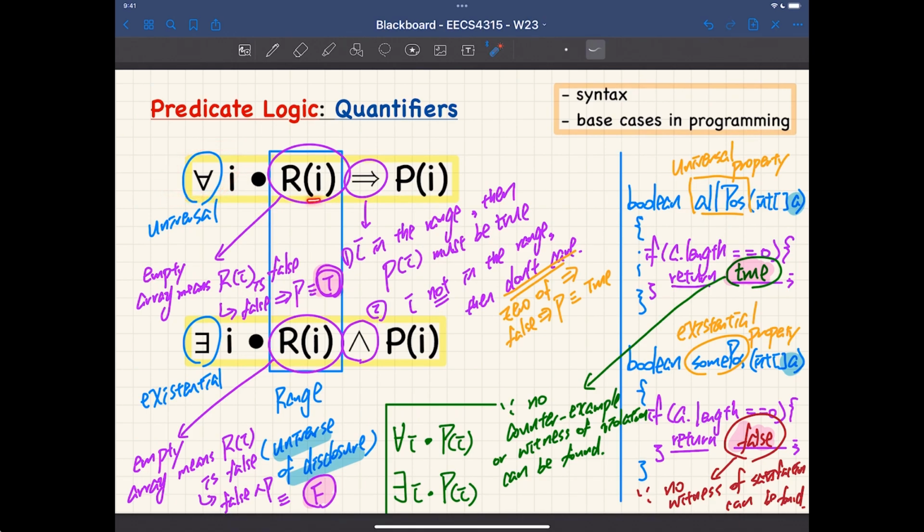When you have the range and also the property, there should be some implication in between. And for the existential, there should be a conjunction in between. That's why they fix that pattern for you. That's why we did it that way. Of course, in the most general form, you can do P and P here. The P here is really this guy here, and the P here is really this guy over here.